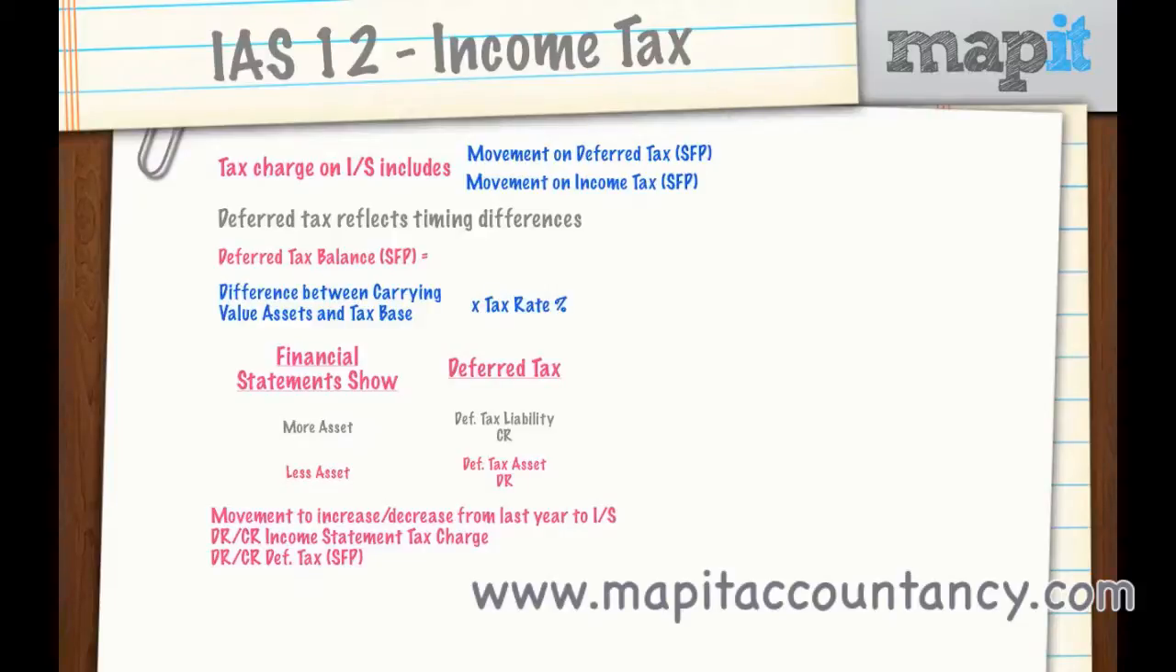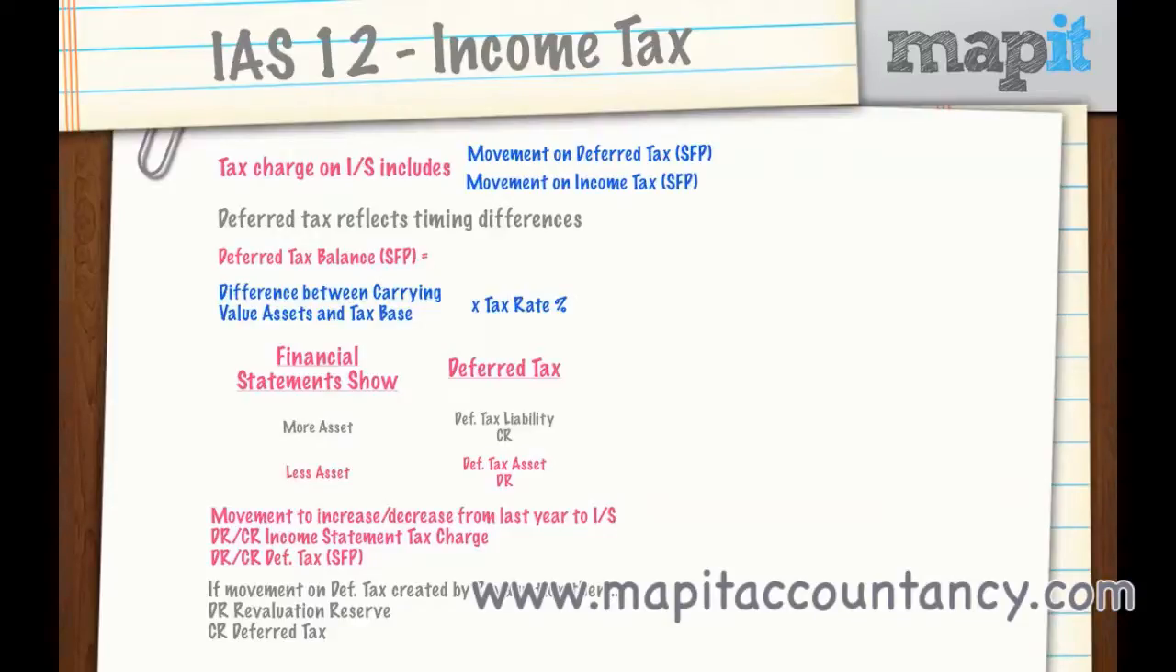So debit or credit the income statement, debit or credit deferred tax. One last thing to note on this: if the movement on deferred tax was created by a revaluation, so if we had a revaluation of our non-current assets, for example, that would mean the carrying value would go up. And if that creates a deferred tax liability, then rather than debiting the income statement, debit the revaluation reserve, credit deferred tax with the movement.